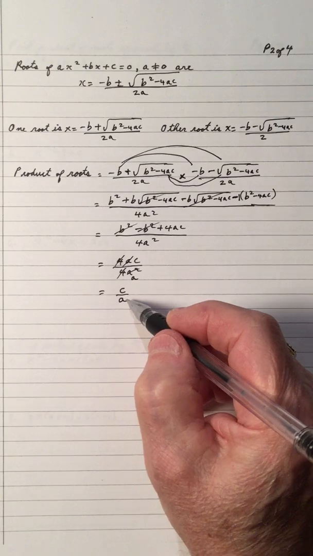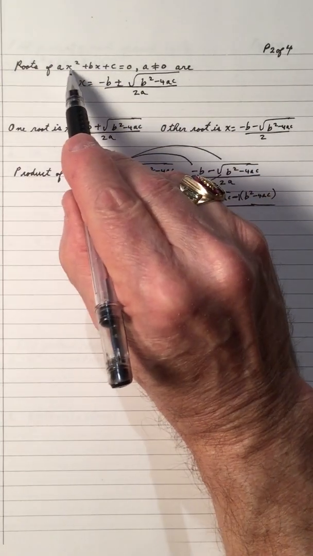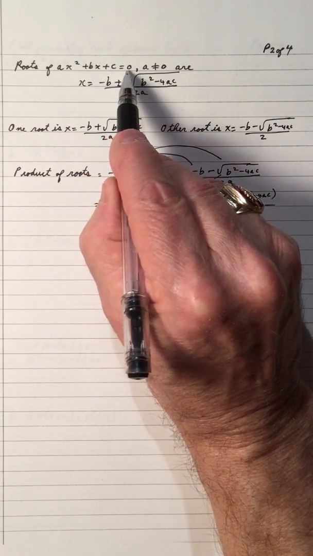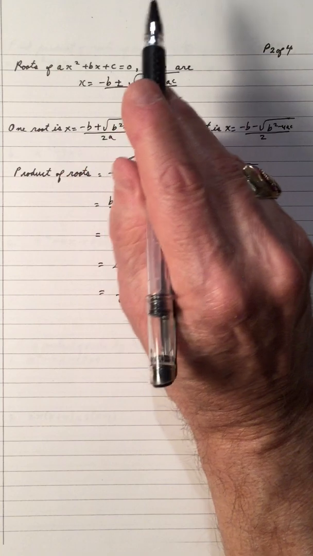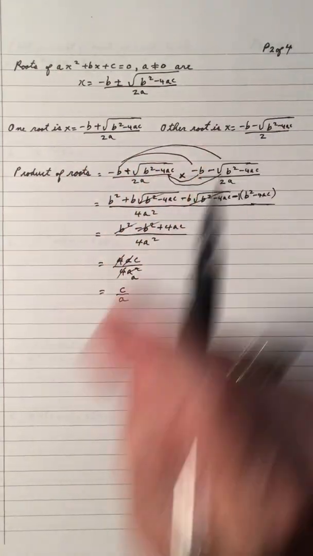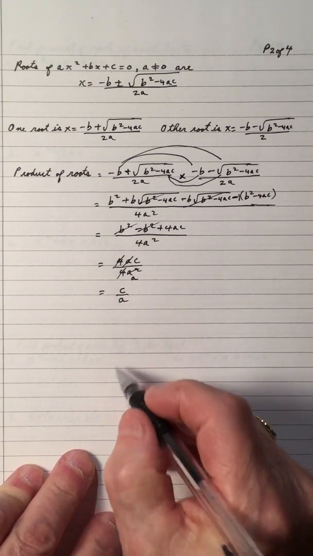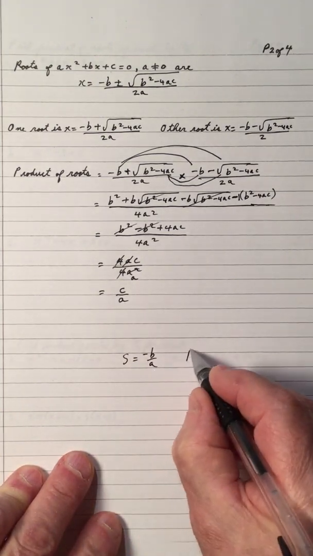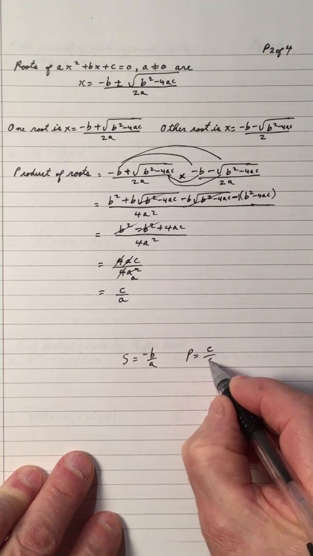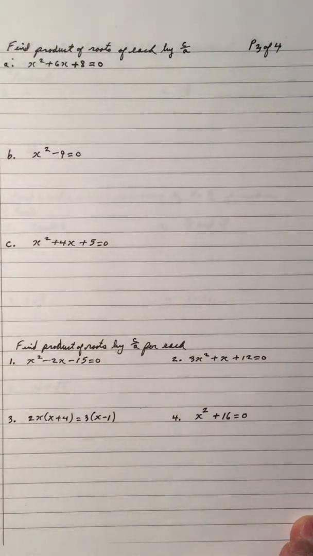So the product of the roots is c over a. When you have ax squared plus bx plus c equals 0, then the product of the roots is c over a without finding the roots. C over a. Remember the sum: the sum is negative b over a, and the product is c over a. Keep that in mind.